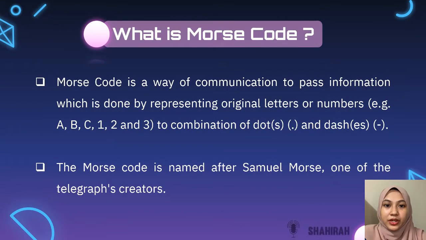Morse code is a way of communication to pass information which is done by representing original letters such as alphabets and numbers to combinations of dots and dashes. It is useful to prevent miscommunications or spelling mistakes, especially when people are from different countries with different accent and pronunciation.